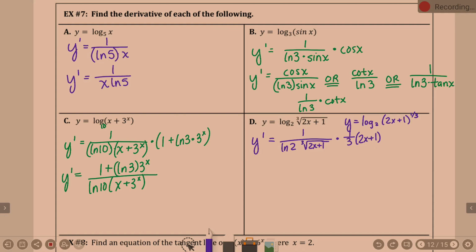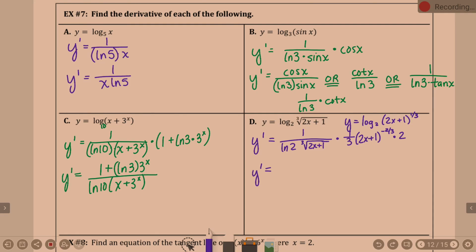The negative 2/3. You got the 1/3 out. Did you put the 1/3 out front? Yeah. Okay, so 1/3 times the 2x plus 1 to the negative 2/3 times chain rule, derivative of the inside. Yeah. Derivative of 2x plus 1 is 2.